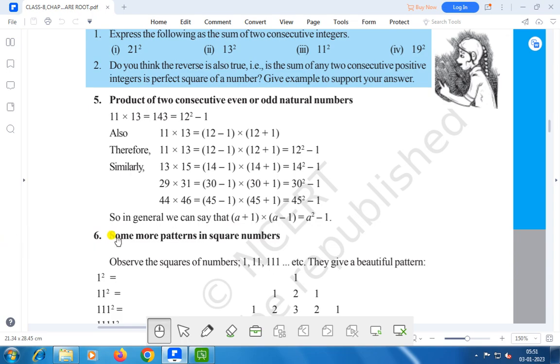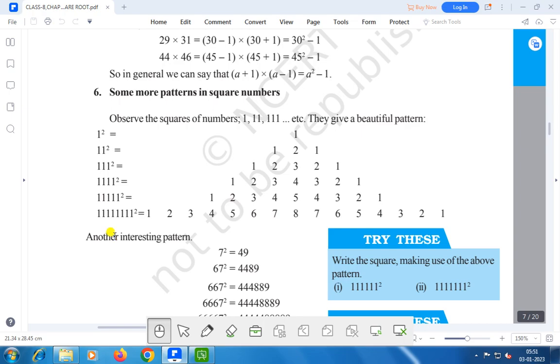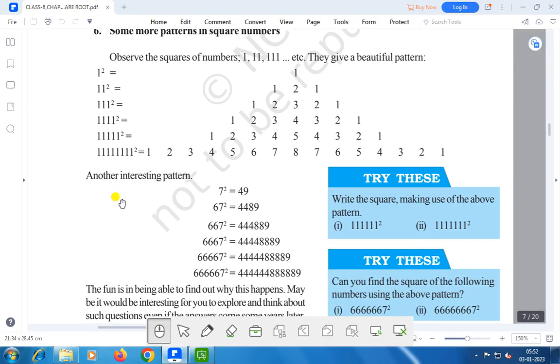Some more patterns in square numbers. See these patterns also. The squares of numbers 1, 11, 111, etc., give a beautiful pattern. 1 square is 1, 11 square is 121, 111 square is 12321, 1111 square is 1234321, 11111 square is 123454321, 111111 square is 12345654321, and so on up to 12345678987654321.